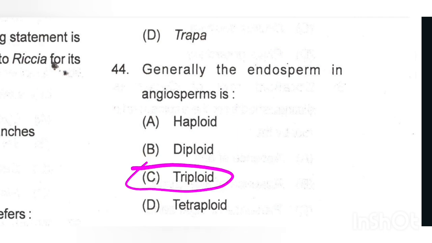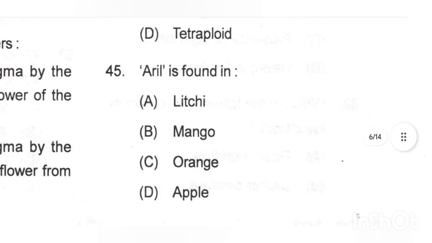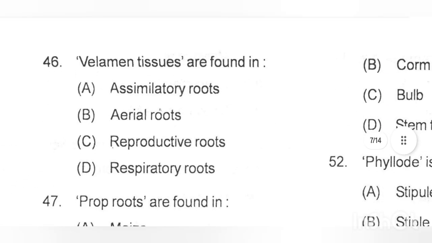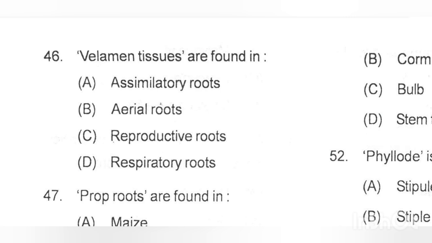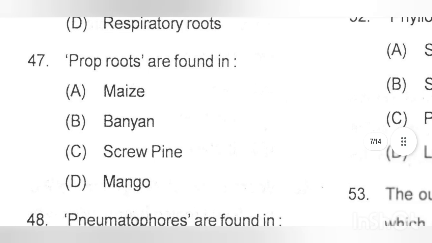Angiosperms are generally triploid, but in case of gymnosperm it is haploid in nature. Then question number 55, aril is found in your lychee. Then question number 46, velamen tissues are found in aerial roots of your hygroscopic roots. Then prop roots are found in banyan. Option B is the correct answer.